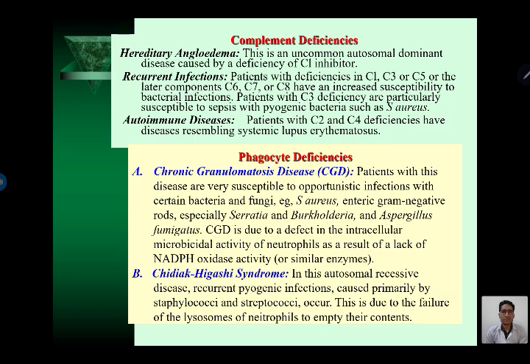Chediak-Higashi syndrome. In this autosomal recessive disease, recurrent pyogenic infections caused primarily by staphylococci and streptococci occur. This is due to the failure of the lysosomes of the neutrophils to empty their contents.